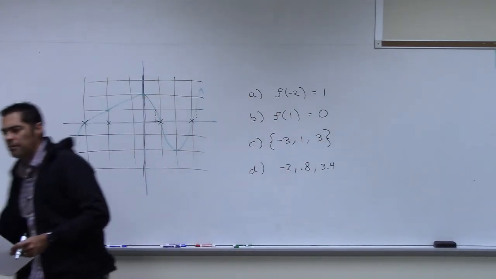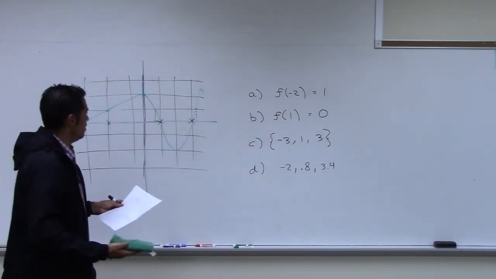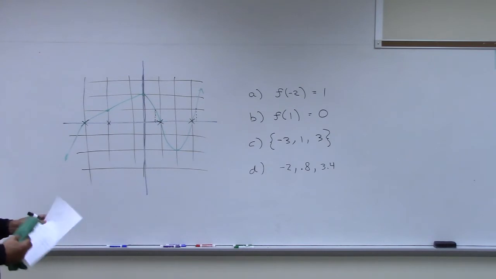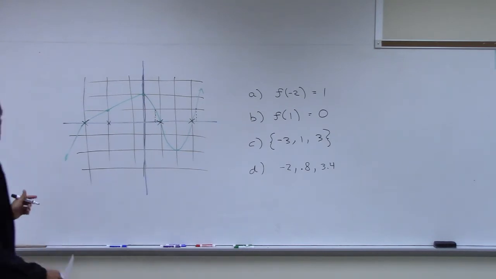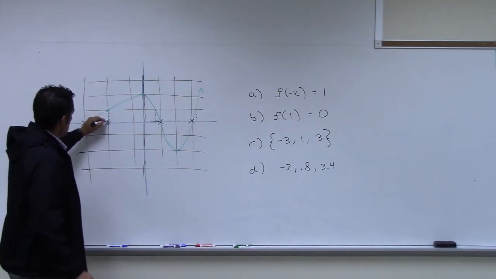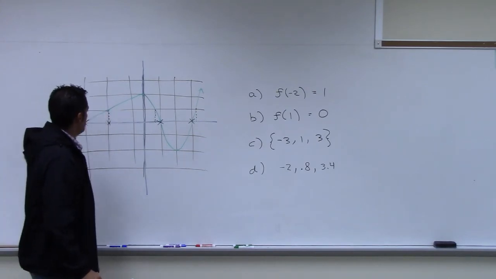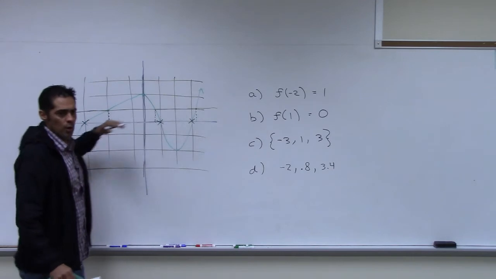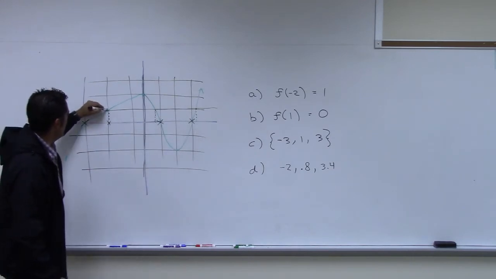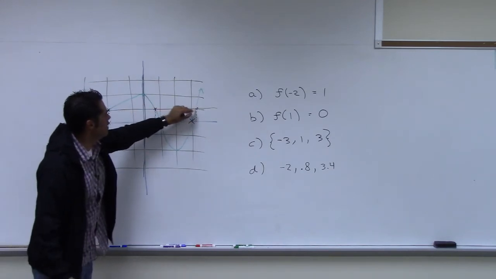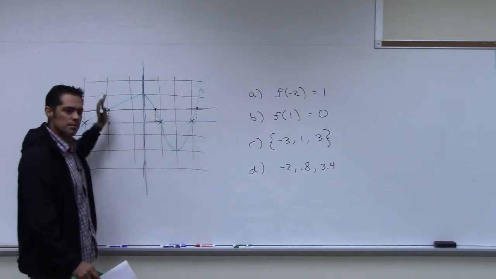No questions on that? For the f of x equals 1, so we have negative 2, 0.8, 3.4. Yeah, it's the x values where your y value on your function is 1. Right, so we're looking for where is the height 1? Here, here, and here. So we come down and get the x values.